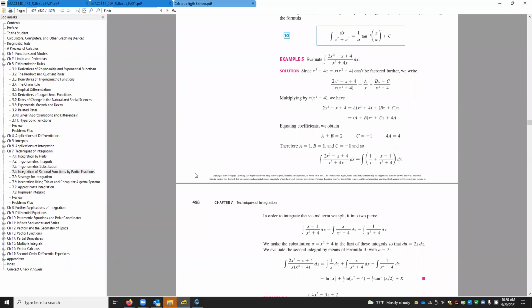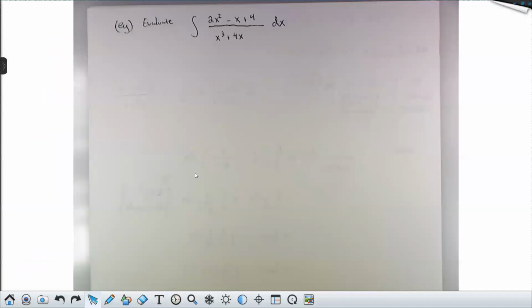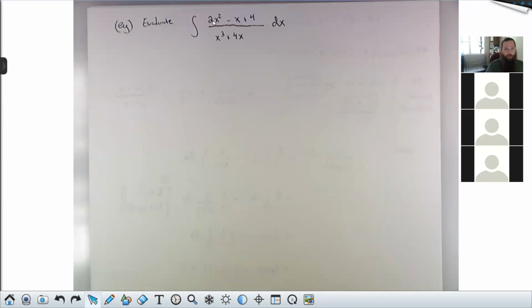Let's do it. Evaluate the integral of 2x squared minus x plus 4 divided by x cubed plus 4x dx. Okay, here we are. Again, the first thing we need to do is check if this is a proper rational function. If the answer is yes, then we proceed with our partial fractions. If the answer is no, then we need to do some long division. Degree of the top is 2, degree of the bottom is 3, 2 is smaller than 3, so yep, it is proper. Next, we factor.